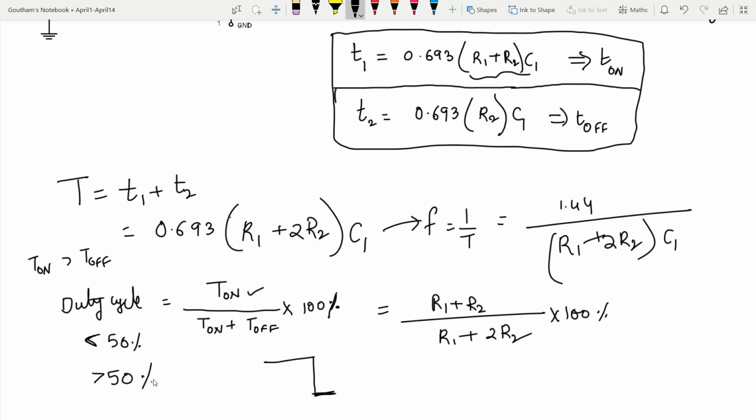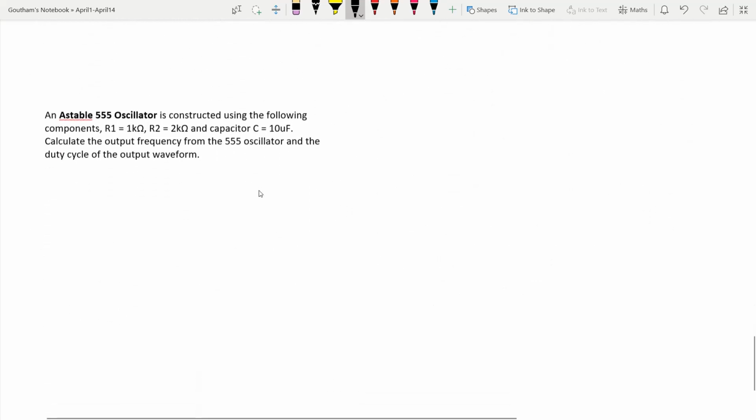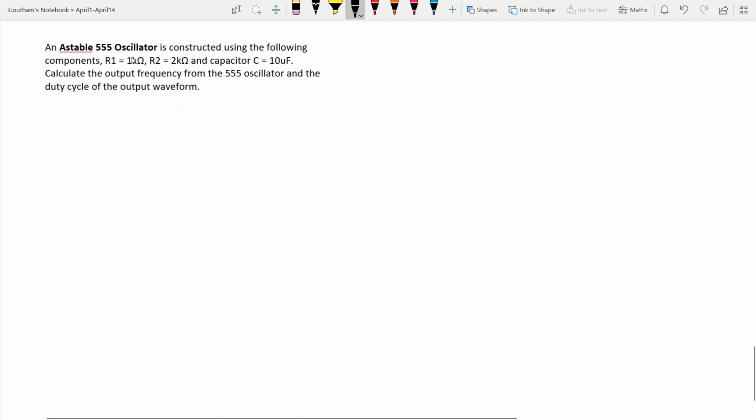Okay, right. So let us look at a simple problem. Not so difficult. An astable 555 oscillator is constructed using the following components. R1 is 1K, R2 is 2K, and the capacitor is 10 microfarad. Calculate the output frequency of the 555 oscillator and the duty cycle. So let's plug in those equations.